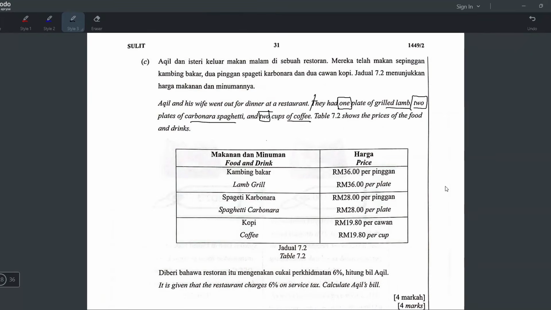So the grilled lamb is 36 ringgit per plate. How many plates did they buy? 1, right? So times 1 later. Spaghetti carbonara is 28 per plate, but they bought 2 plates. One for him, one for his wife. I think that's why I have times 2. And then coffee, you have 2 cups, because 2 persons, so this one times 2. I think they shared the grilled lamb, that's why they only bought 1.